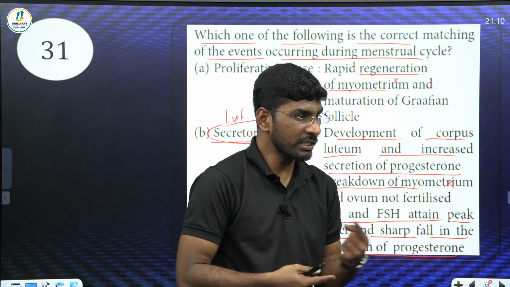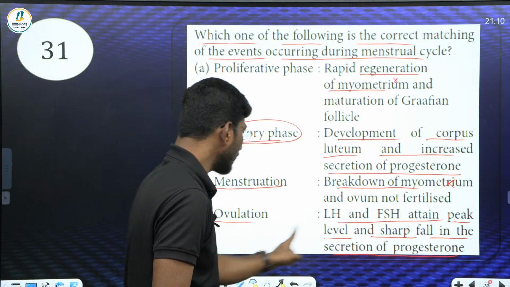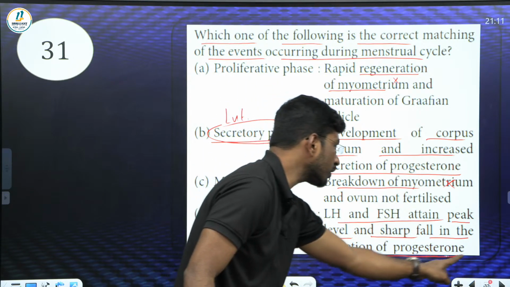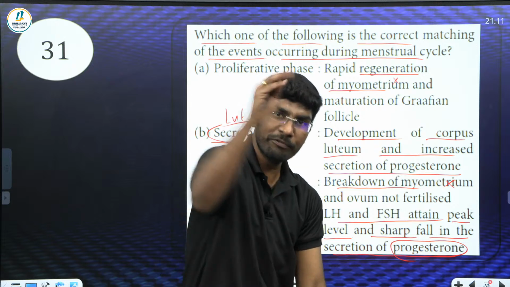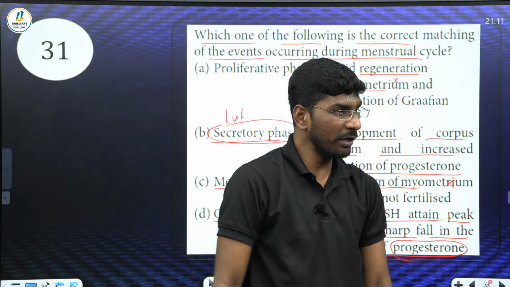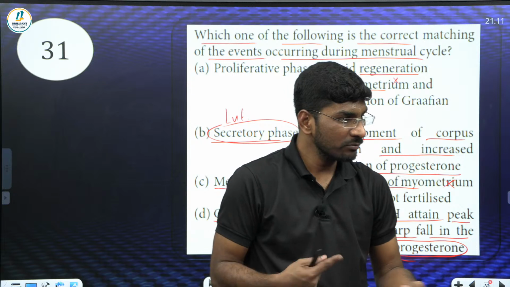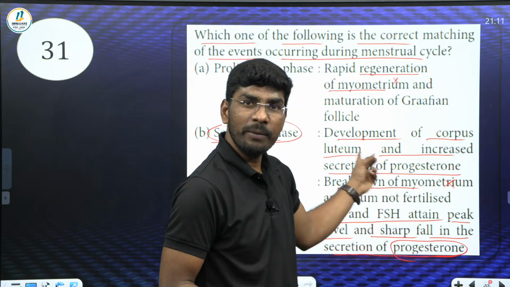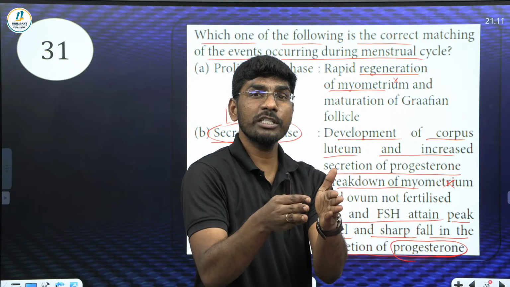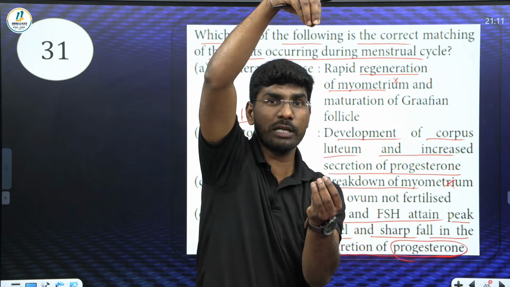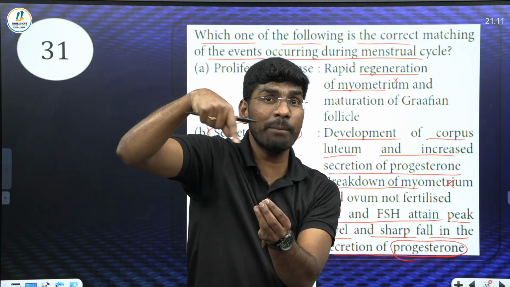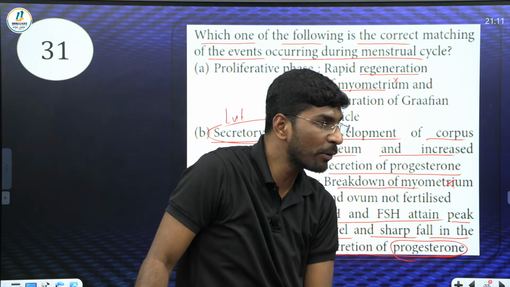Thoroughly read, Sanjay, read, beta. Here it is ovulation, LH, FSH peak level, fine, but sharp fall in the secretion of progesterone. Is it a sharp fall of progesterone? No. After ovulation, what about it? Exactly at ovulation, both are at peak level, and after that progesterone will increase, right? So if you compare B and D, B is the most probable answer.